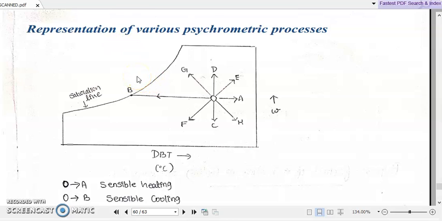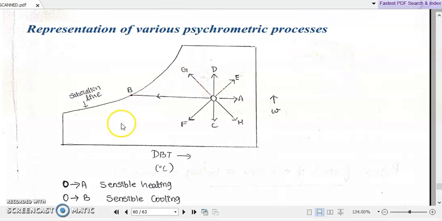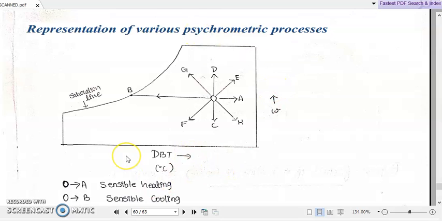Now that we have moved more and more into the air conditioning process, let us try to represent various psychrometric processes in our psychrometric chart. The various psychrometric processes mean the various air conditioning processes. Air conditioning or psychrometry deals with the study of dry air and the water vapor associated with it.